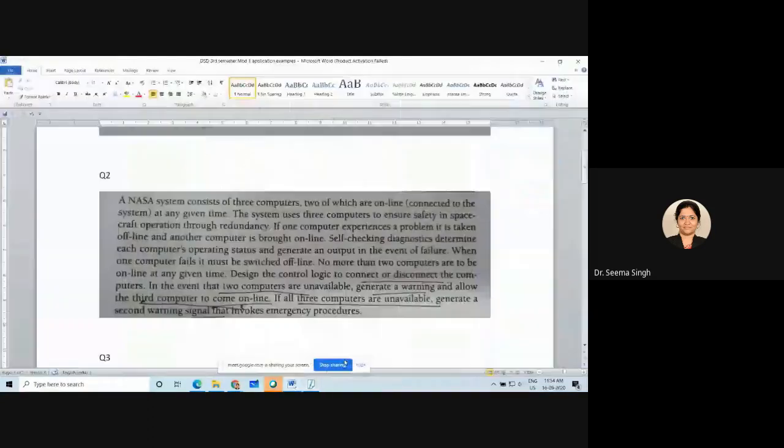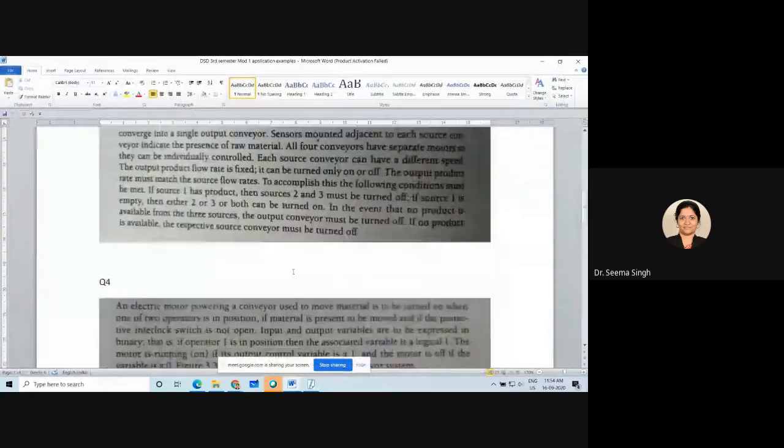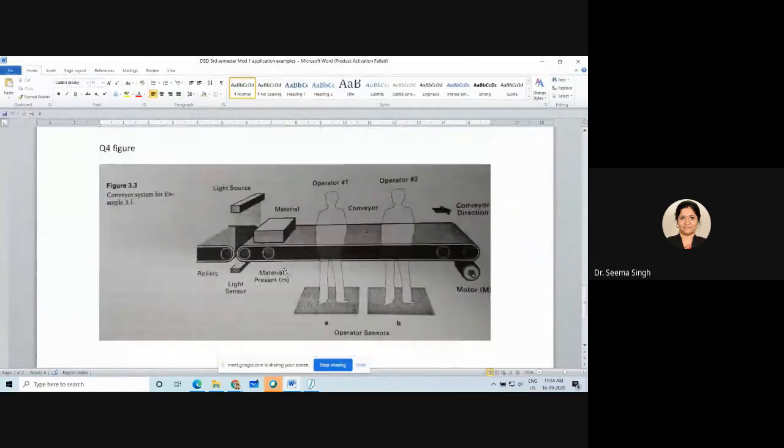Now next is your conveyor belt. We have 2 problems of this conveyor belt. Again, this has to go to the next class only.